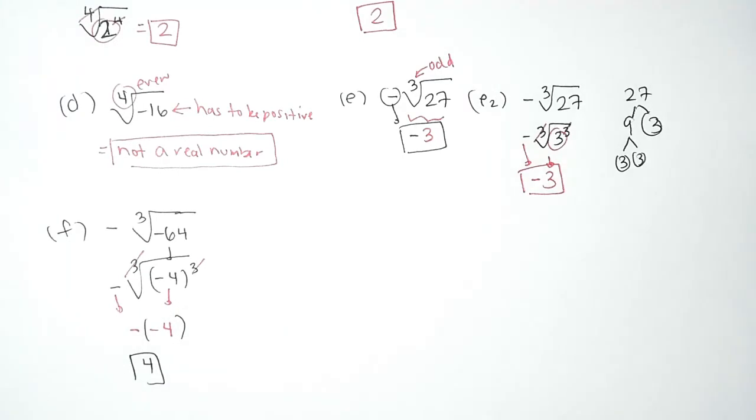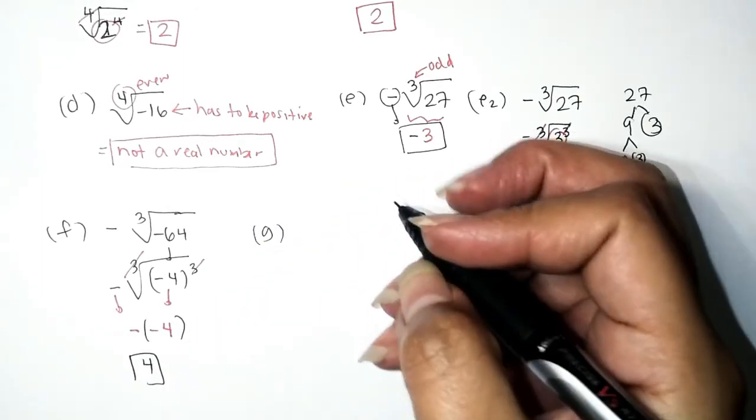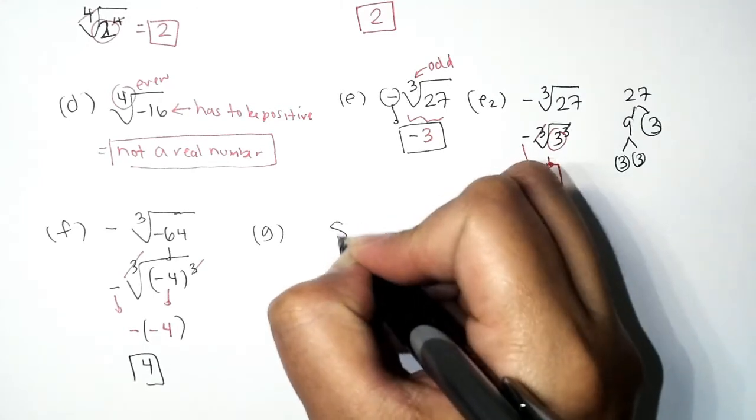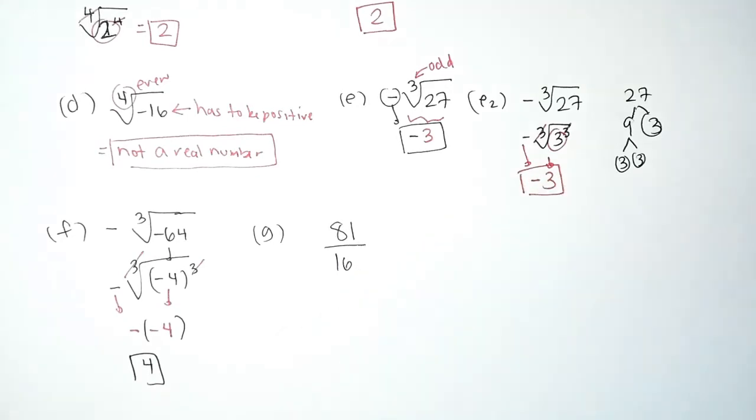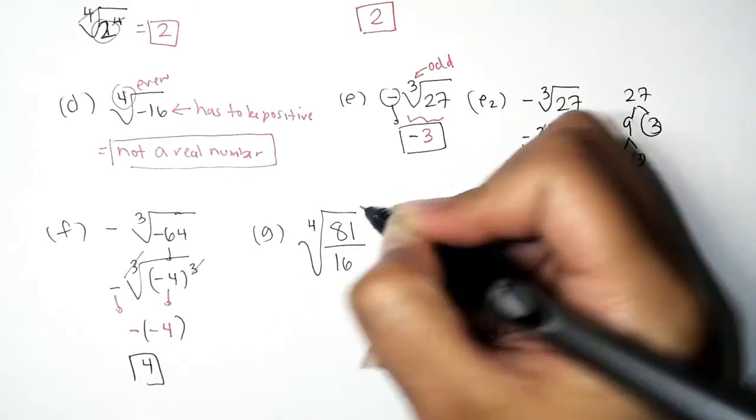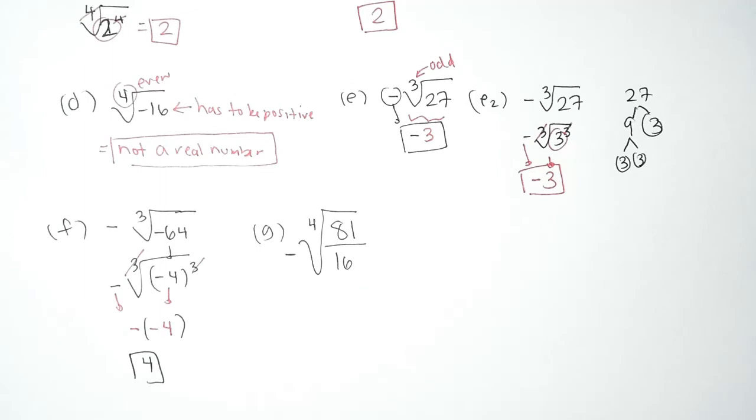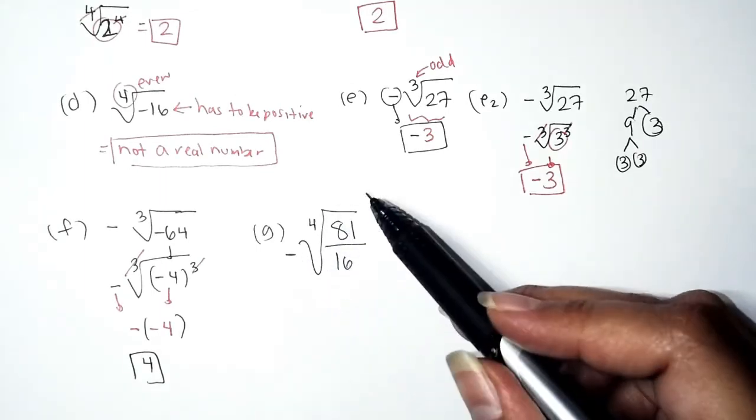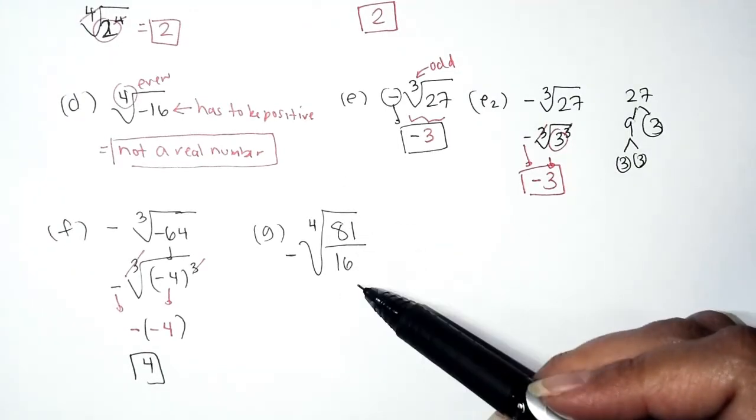Fantastic. So we got 2 more. I just counted, and then we're out. G. For G, let me write down the fraction first. The fraction is going to be the radicand, 81 over 16. We want the fourth root of this. Fourth root of this fraction, and then we'll toss in a negative sign in front. Whenever the radicand is a fraction, I like to put the fraction first, because if I put the radical first, I never do it high enough. Okay, this is out of my comfort zone, but we got this.